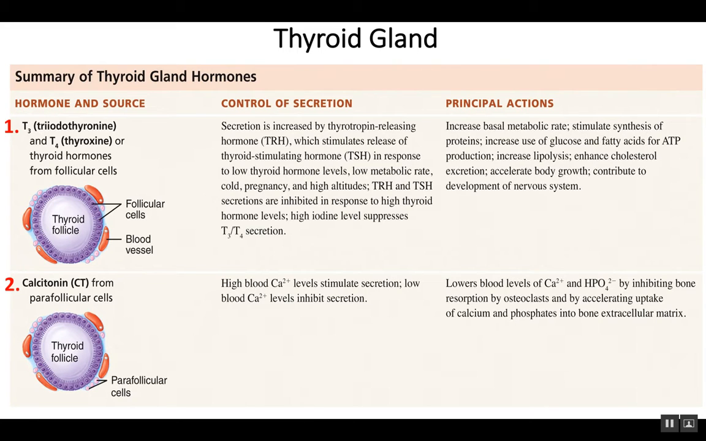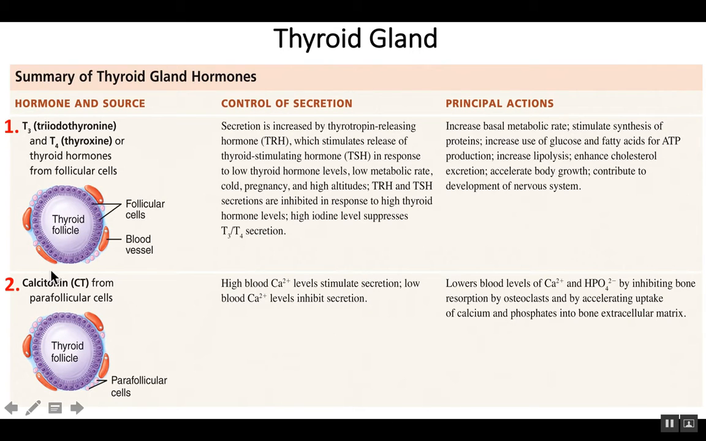Buried within the thyroid gland are four small parathyroid glands, which we will discuss next. The thyroid gland produces two different groups of hormones. What we collectively call the thyroid hormones are T3 and T4. But it also produces another hormone called calcitonin.